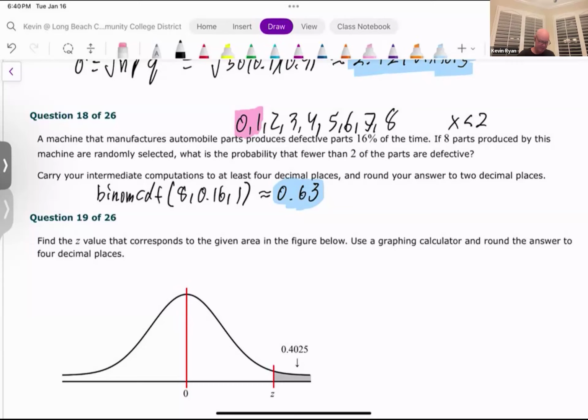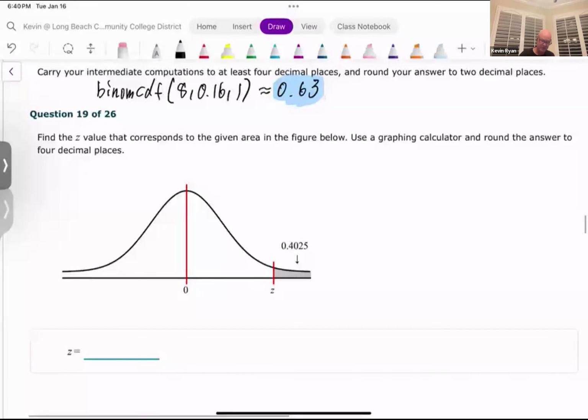Number 19. Find the z value that corresponds to the given area in the figure below. All right. So this is a normal distribution. And remember the normcdf, I see something in the chat.